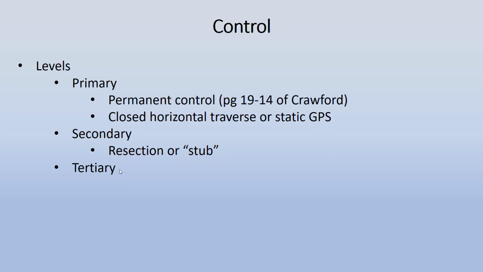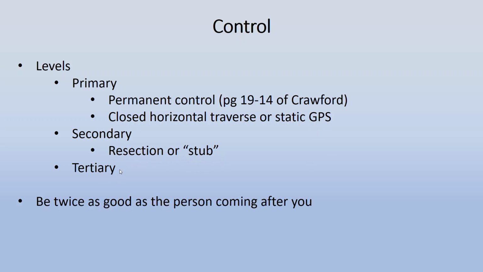And that leads to a concept addressed in the textbook that's really important on a job site. Be twice as good as the person coming after you. And what we mean by that is if a contractor's building tolerance on a job site is 1/4 inch, you need to be 1/8 of an inch good with your control. If they're a 1 inch tolerance accuracy, you can be 1/2 inch accurate with your control. You don't want to eat up all of the contractor's tolerance in your control.